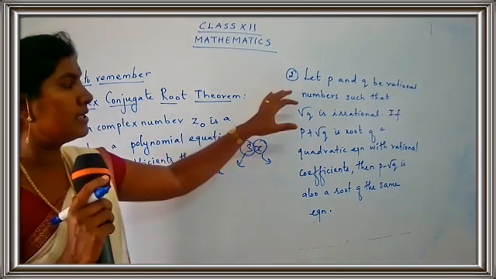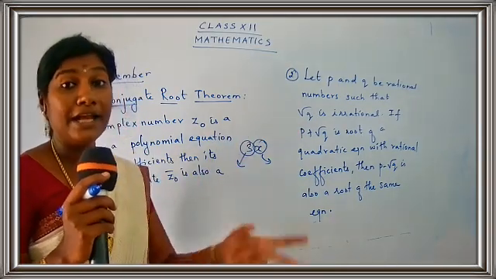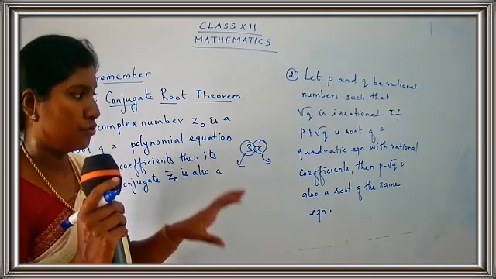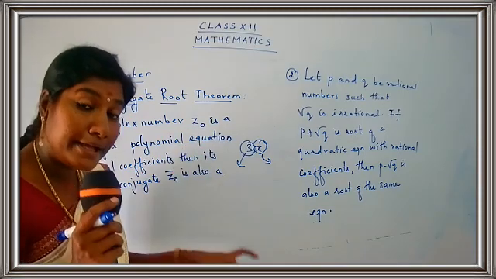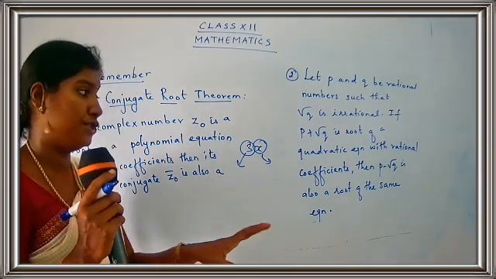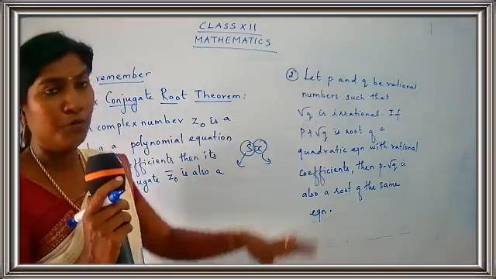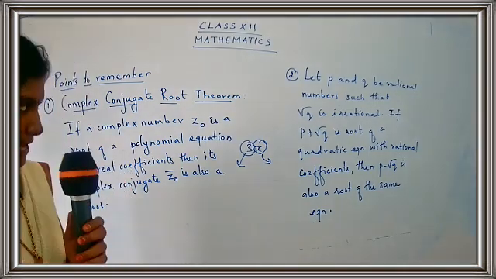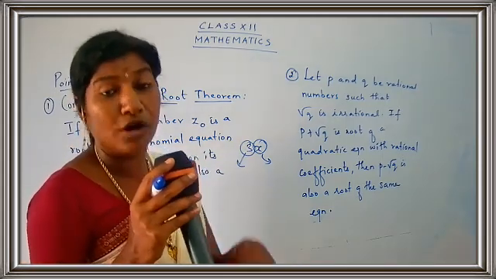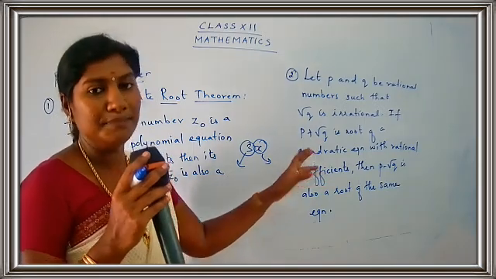Now here, what is given to you? Two numbers P and Q are rational, but root Q is irrational. So how should the quadratic equation be? The quadratic equation should contain only rational coefficients. It should not contain any irrational coefficients. So if P plus root Q is considered as one of the roots, what will be the other root? The other root will be P minus root Q. Very simple thing, children.